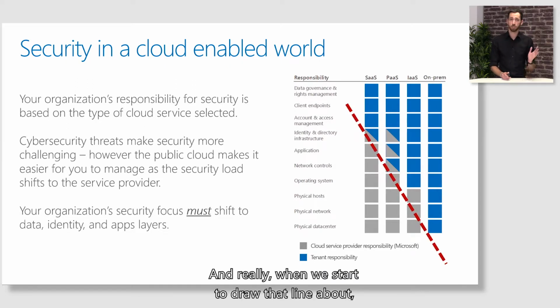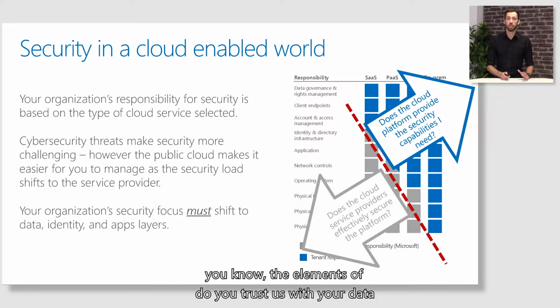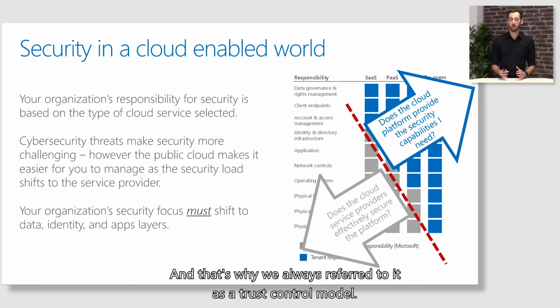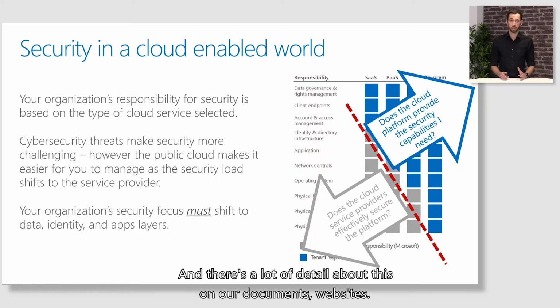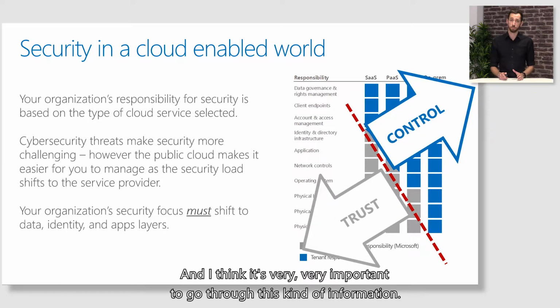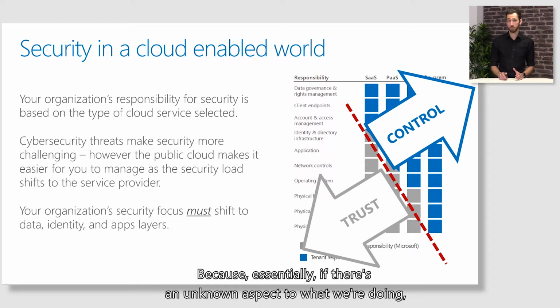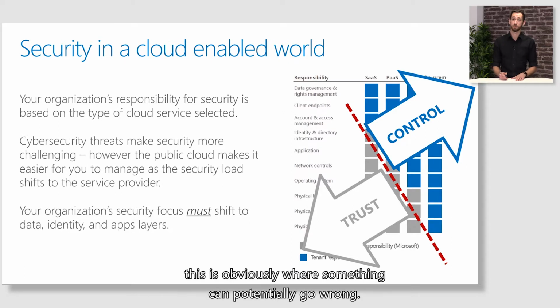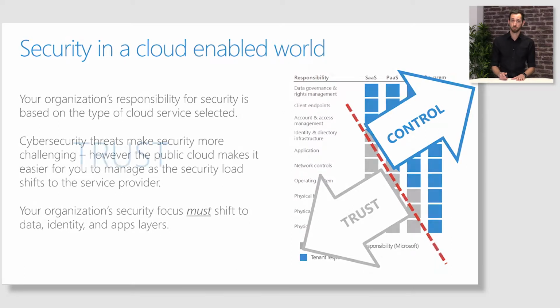When we start to draw that line, the question is: do you trust us with your data, and can we trust the application running within our platform? That's why we always refer to it as a trust control model. There's a lot of detail about this on our documents websites, and I think it's very important to go through this information. Because if there's an unknown aspect of what we're doing and an unknown aspect of what the customer is doing within our platform, this is obviously where something can potentially go wrong.